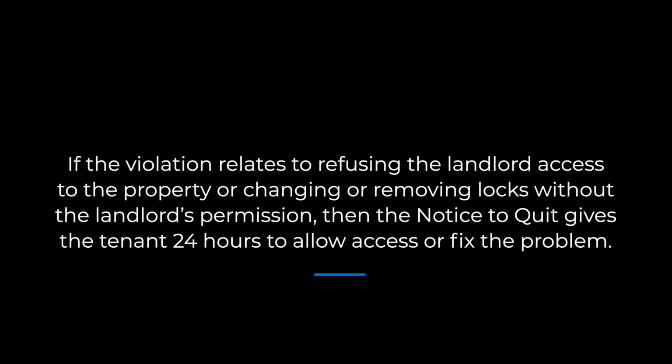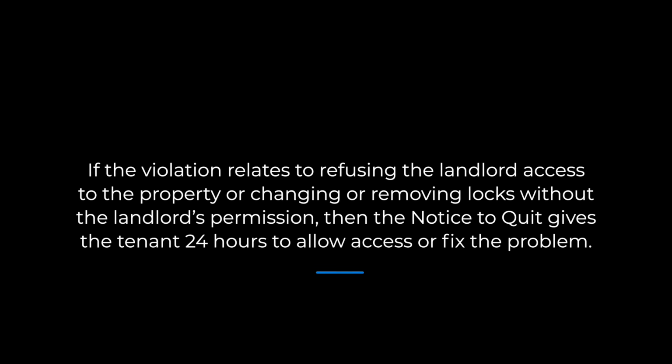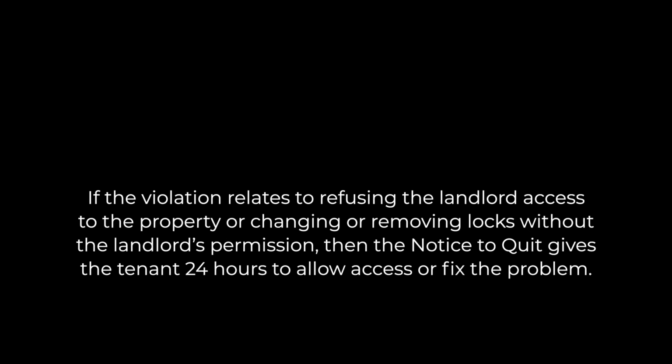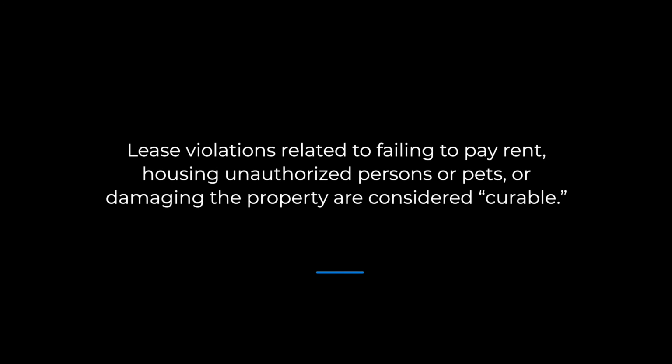The form, which can be downloaded from the eForms website, asks the landlord to check a box to indicate how the tenant violated the lease agreement. If the violation relates to refusing the landlord access to the property or changing or removing locks without the landlord's permission, then the notice to quit gives the tenant 24 hours to allow access or fix the problem. If 24 hours pass and nothing has been done to remedy the situation, then the tenant must move out within 14 days.